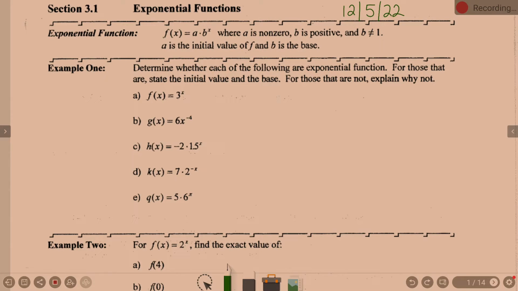Lesson 3.1 introduces us to exponential functions. This whole chapter talks about exponentials, and we'll deal with a little bit of everything with them.